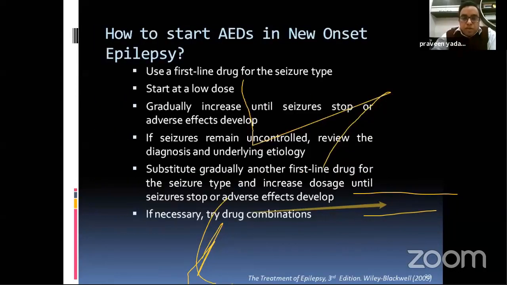And then if the first medication is not at all effective, then you can substitute the medication and start a second medication, which is the first line in that seizure diagnosis. And if you think that the first medication is partially effective, you can add a second medication along with the first medication.